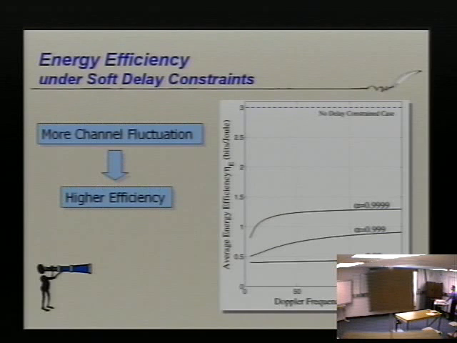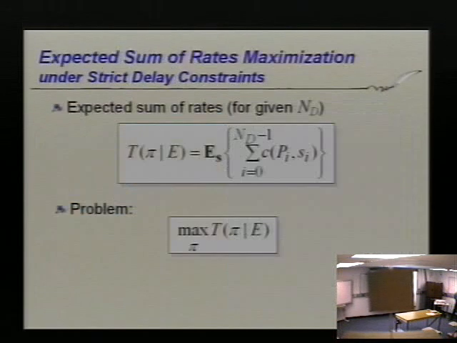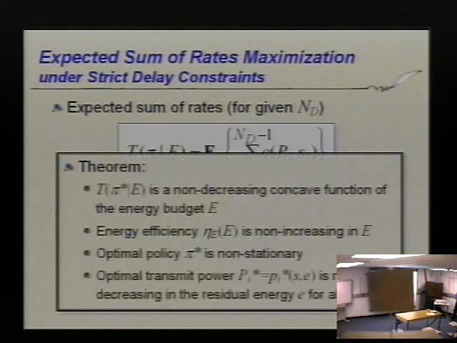Okay, for the strictly constrained case, we have a similar problem, given the total energy E and the time deadline N sub T. The expected sum of rates is given by this equation. And the problem is similar. We find the optimal transmission policy that maximizes the expected sum of rates. A similar theorem can be found here. But in this strictly constrained case, the optimal policy is non-stationary.